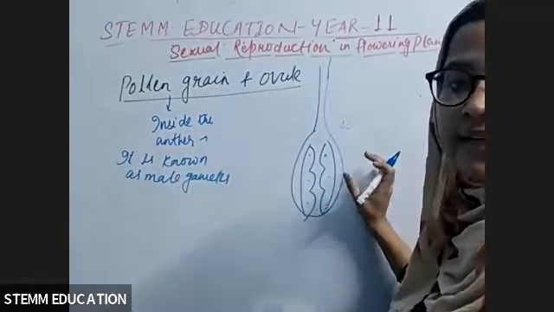Suppose these are the pollen grain's nucleus, and this one is the ovule's nucleus. Then they fuse together, they fertilize, and both nuclei are converted into one nucleus. That's how fertilization occurs. Okay? Clear? This is the whole process of fertilization.